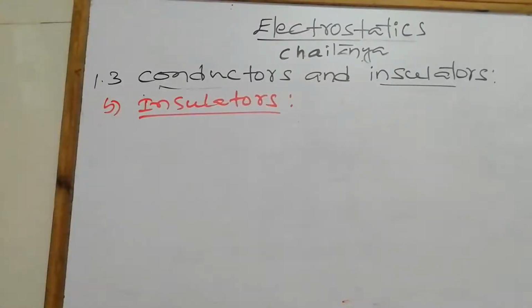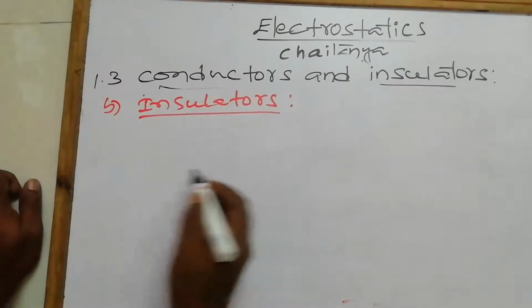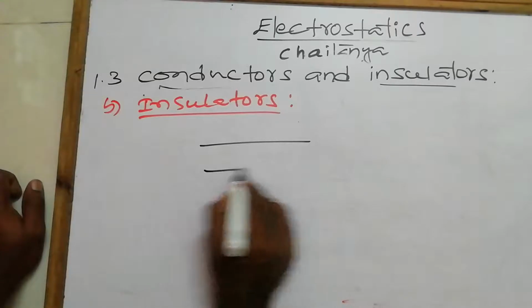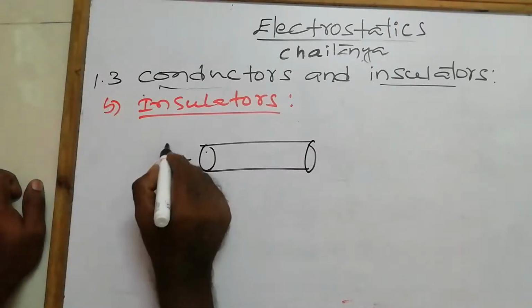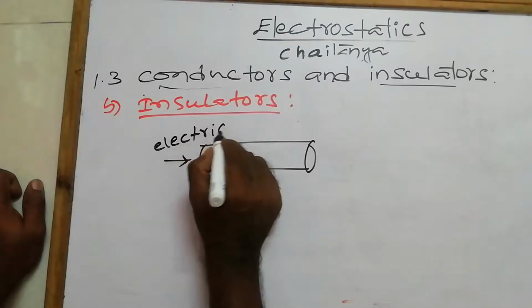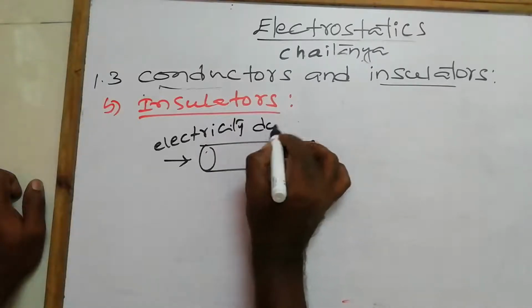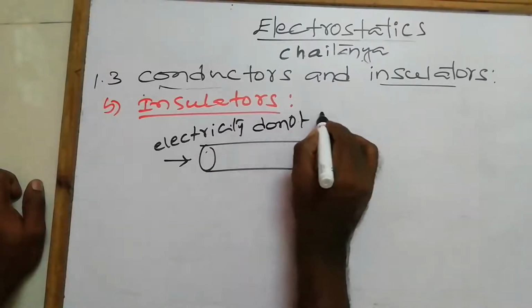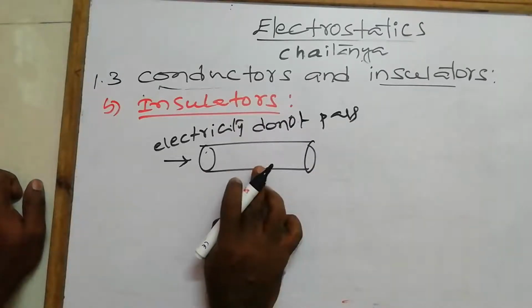What are insulators? The substances which do not allow electricity to pass through them are called insulators.